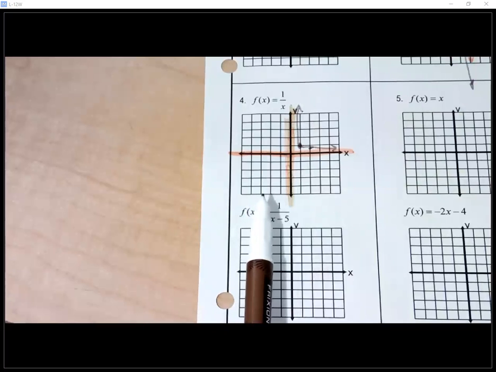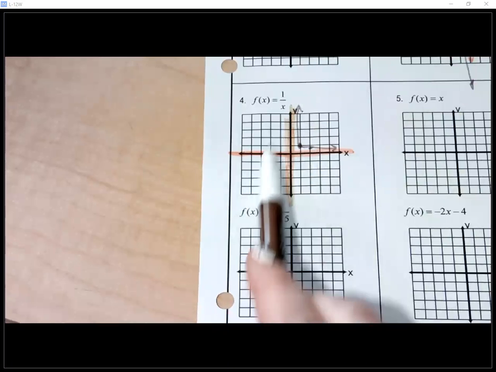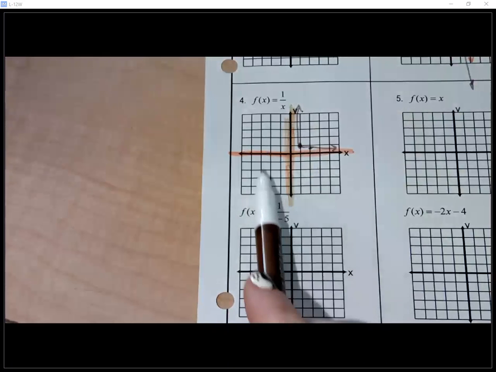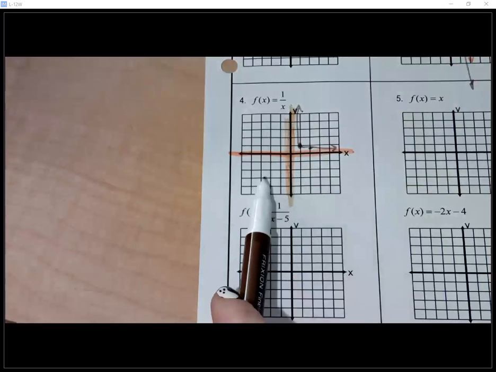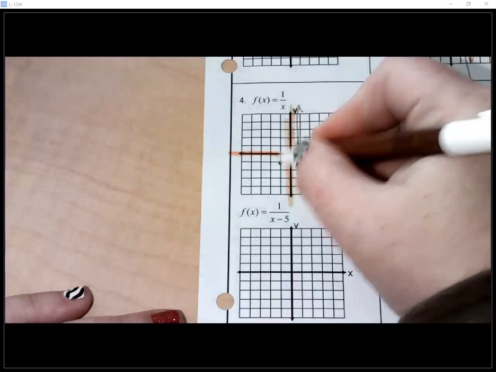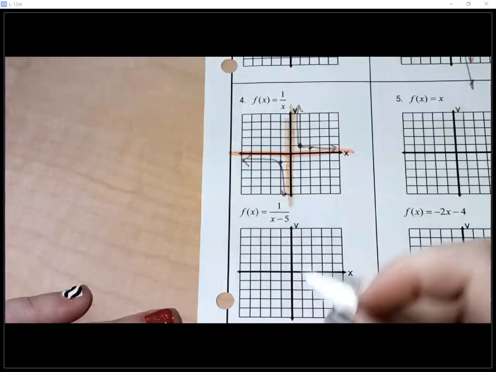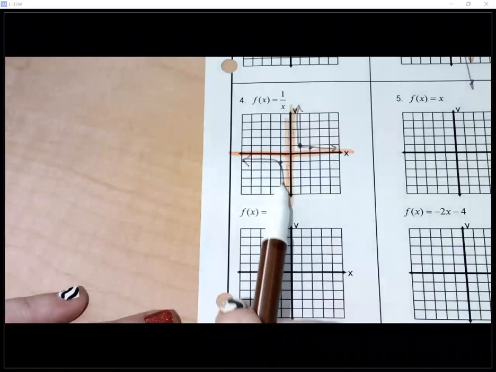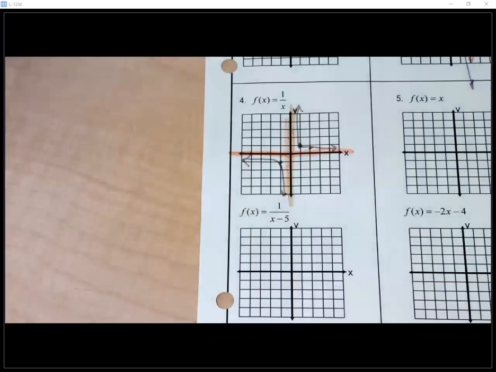Sam, you with me? Where does the other piece go? I'll tell you what, it's not here, it's here. It's in quadrant 3. If I plug in -1, does the -1 come out? So I'd have the point (-1, -1). This branch goes this way. So you have a branch here in the 3rd quadrant and one in the 1st quadrant. That's what that parent function looks like.